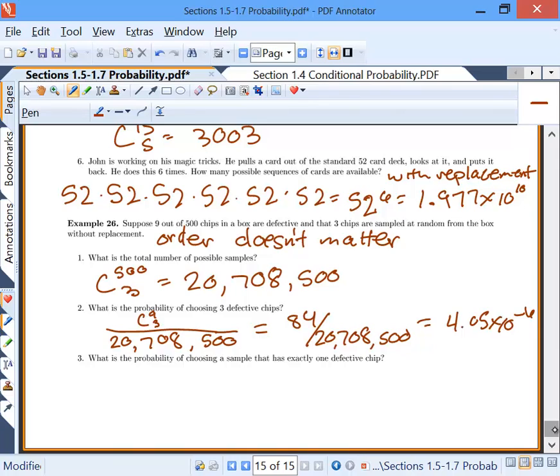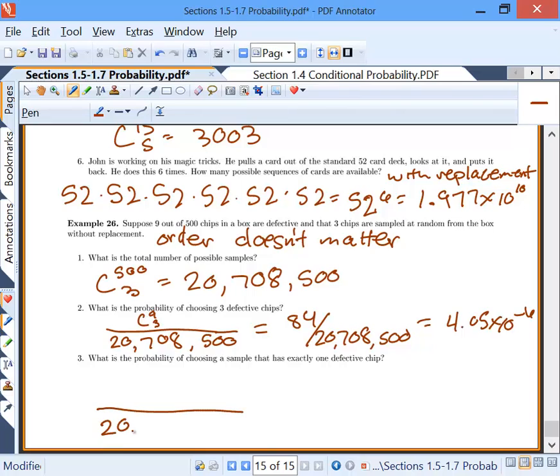So number 3, what is the probability of choosing a sample that has exactly one defective chip? Okay, how could you do this? You could draw out your tree diagram. You're choosing 3 chips, so each chip is defective or not defective, so you're going to have 8 total branches. You could find the probability for each one, and you can go through and say, well, this one has 1 defective chip, this one has 1, this one has 1, and add up those probabilities. Okay, or we can try it with the combinations.